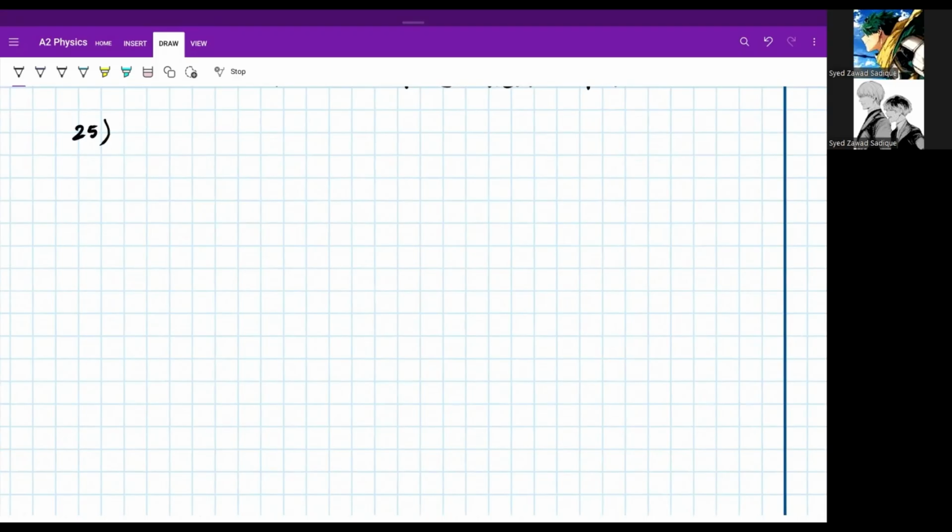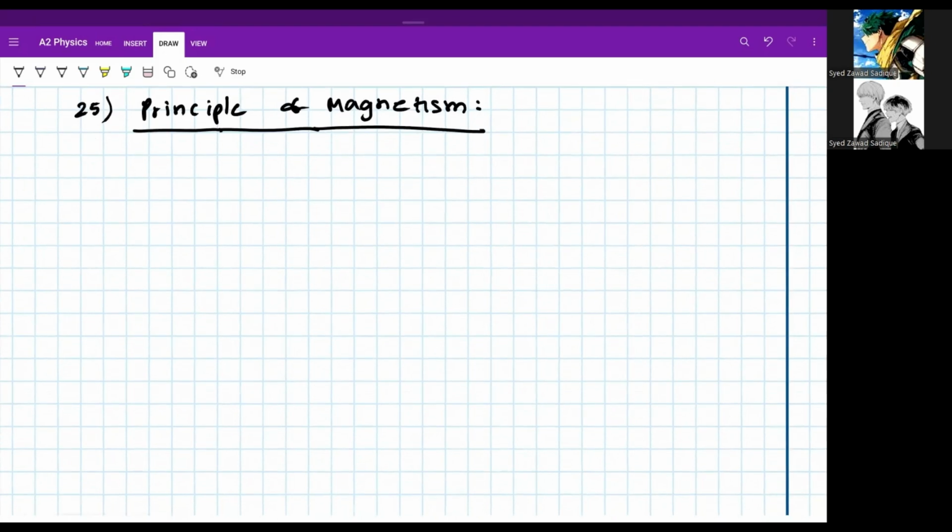Number 25 is, wait, what's that? Principle of magnetism. This was most probably a 5-mark question, if I can remember it. Okay, so what is the principle of magnetism? Yeah, this is a very big one.